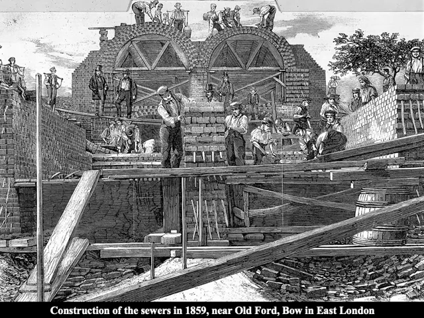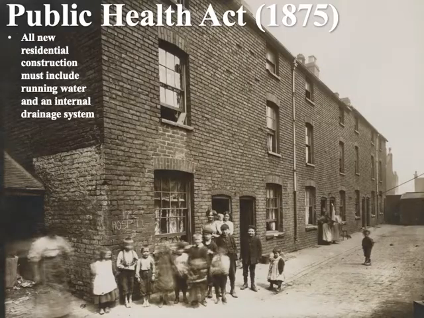And therefore, we see the development of some of the earliest sewers in 1859 in London beneath ground, and also the passage by Parliament in 1875 of the Public Health Act. The Public Health Act required that all new residential construction must include running water and an internal drainage system so that people are not living in filth and thus becomes harbingers of disease and additional infection.